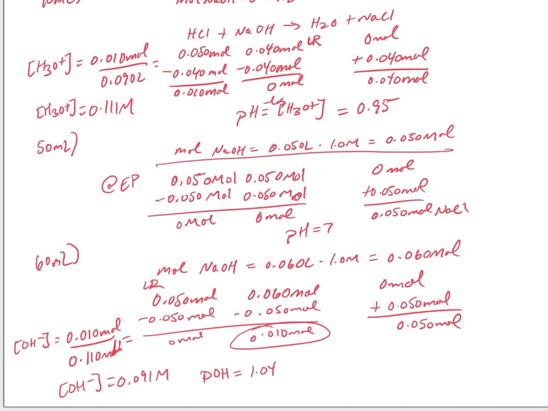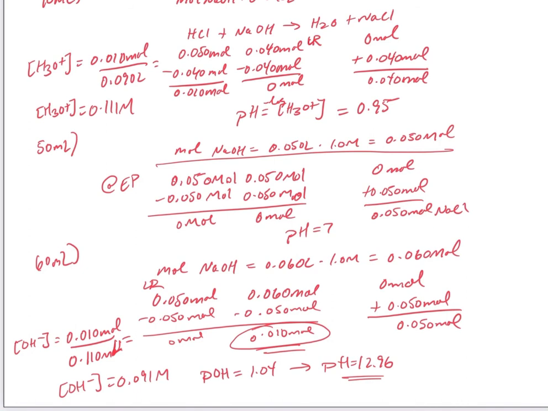So I can get a pOH from that by taking the negative log, which is equal to 1.04. And if I convert that to a pH by subtracting it from 14, I get 12.96. And so when I get my excess of base, it turns the pH basic. And so that's how I get that.